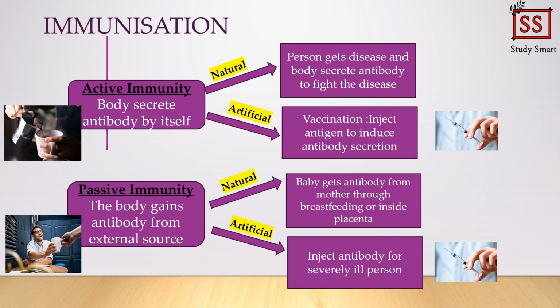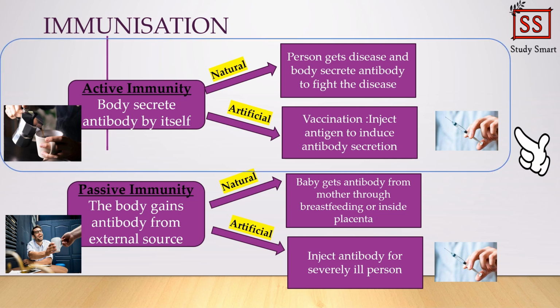Alright, when it comes to active immunity, it means that the body secretes the antibody by itself. That's why active immunity refers to you making your own cup of coffee. When it comes to passive immunity, the body will gain the antibody from an external source, which means that for you to remember passive immunity, remember that you are asking someone else to make the cup of coffee for you.